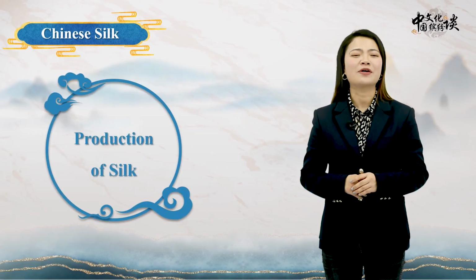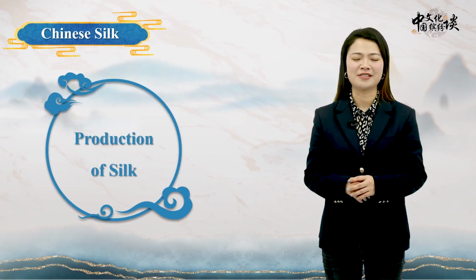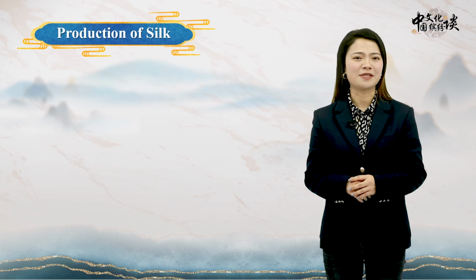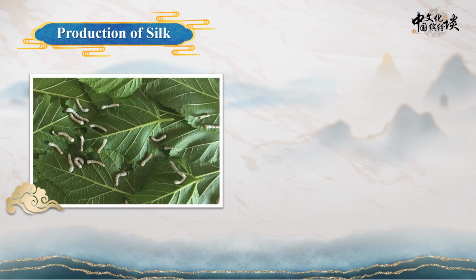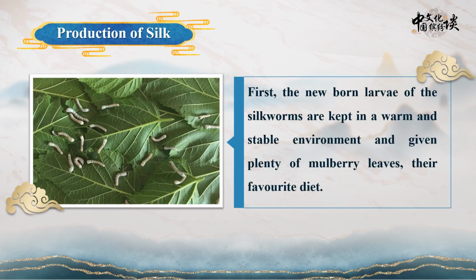And now we are going to move on to the production of silk. The process of silk production is known as sericulture. The entire production process can be divided into several steps. First, the newborn larvae of the silkworms are kept in a warm and stable environment and given plenty of mulberry leaves, their favorite diet.